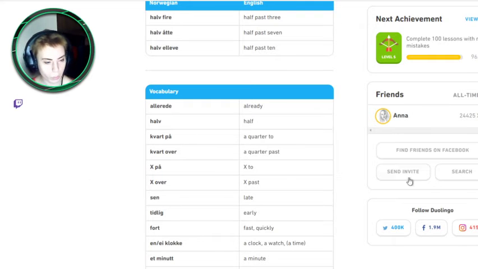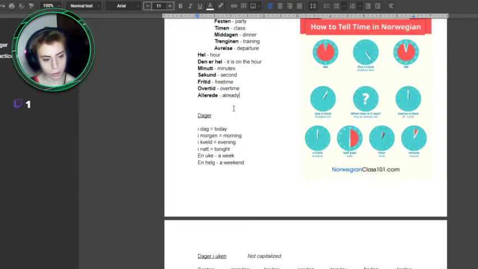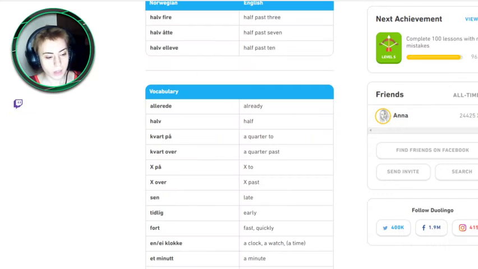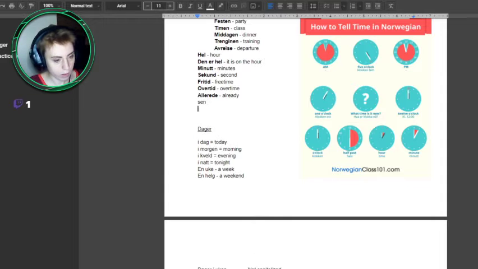Most of this we already went over. One new thing, alert. I have to listen to it. But the word for already, we know have. Kvart på, a quarter to, kvart over, quarter past. Sen, late. I think that's a new one. Tidlig, early. Fort, fast, quickly. Oh, that's some good ones to write down. Sen, tidlig. Late. Early.